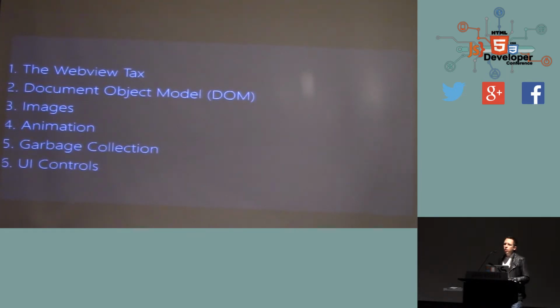We ended up coming up with 6 different categories of areas where you can make improvements, or you can at least have some awareness that there might be some constraints that you didn't know about before. Web view, document object model, images, lots of good stuff. We'll go into each one of these in detail.